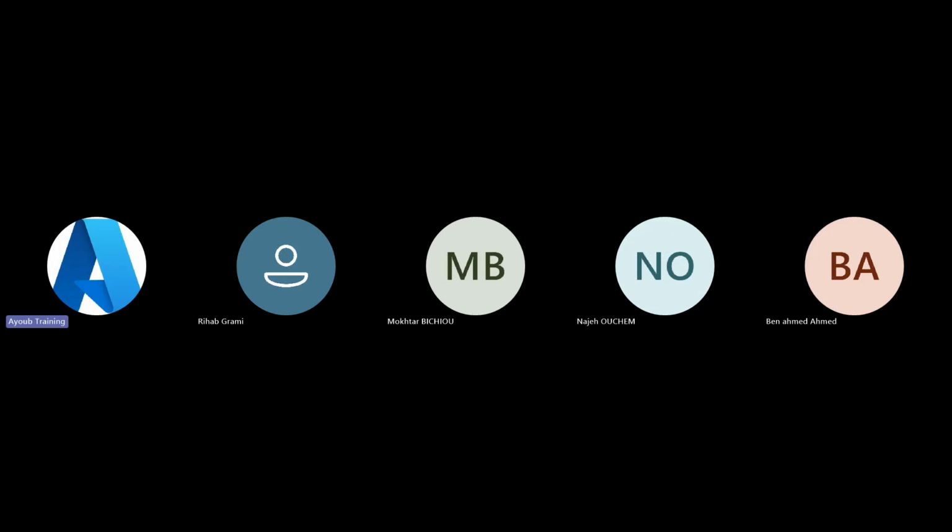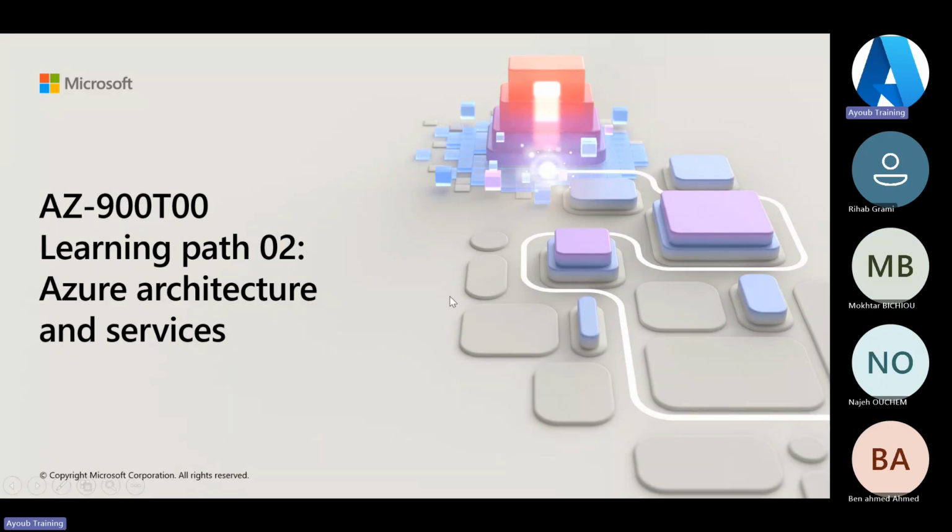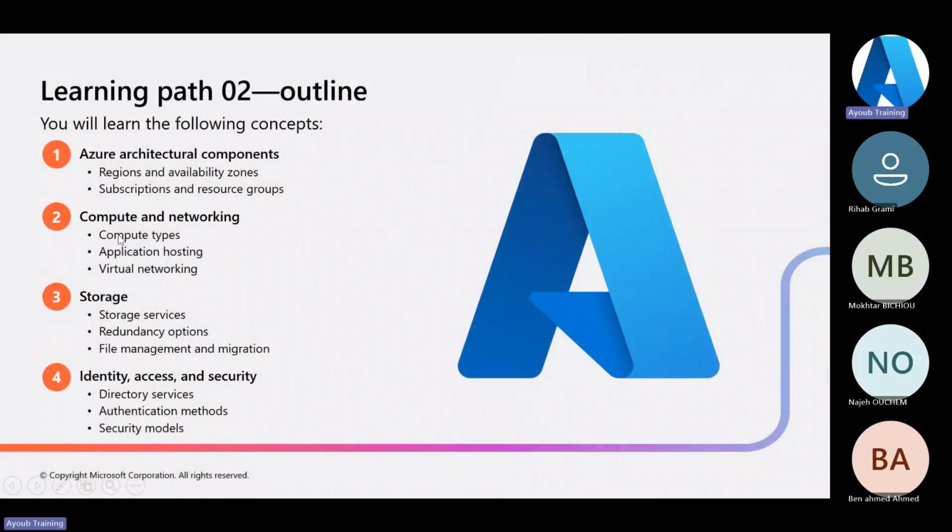Continue also with module 2. So if you remember the last session, we talked about how to create virtual machines. Here the first part is Azure architectural components. We have already done the first session, the second and third one about compute and networking. So today we will talk about the storage.